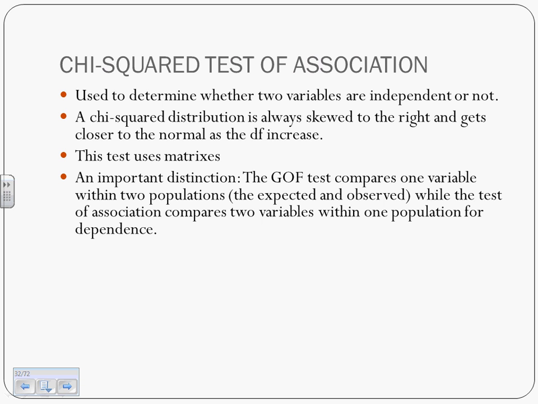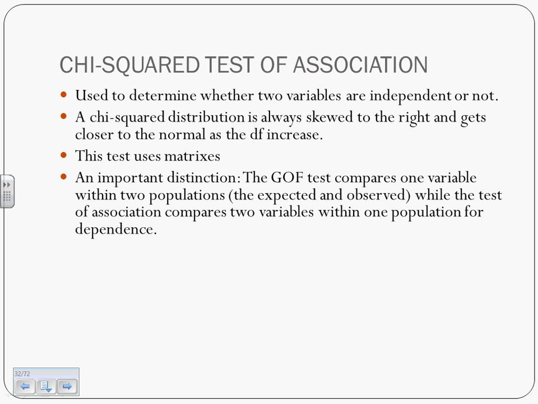Okay, so the chi-square test of association, also called a chi-square test of independence, is used to determine whether two variables are independent or not. A chi-square distribution is always skewed to the right, just like we've already seen, and gets closer to the normal as the degrees of freedom increase. Here we can use matrices from the two-way tables.